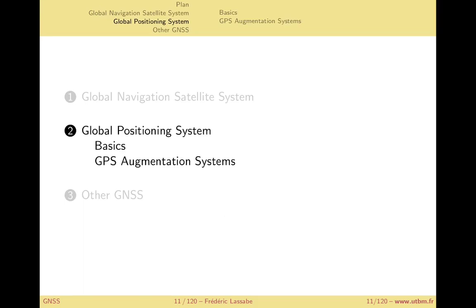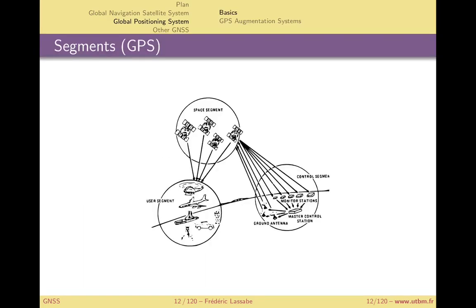Okay, so let's start with the global positioning system basics. So we see three segments which are the main parts of the system: the space segment with the satellites, the control segment with the satellite monitoring and control, and the user segment with the GPS user devices.